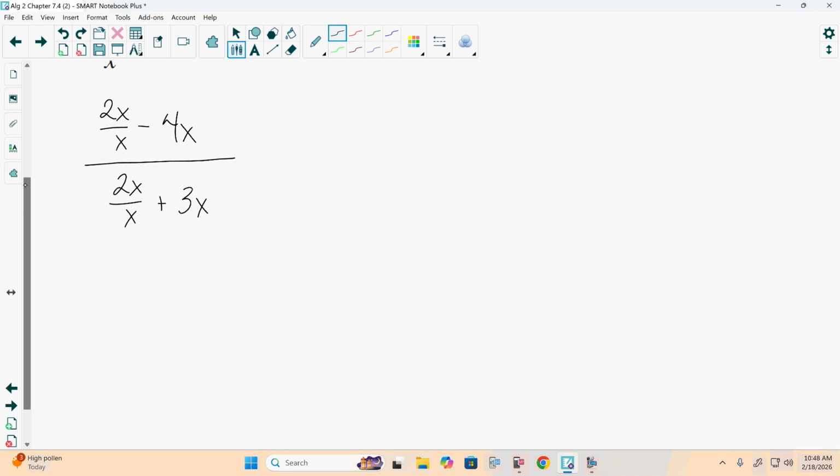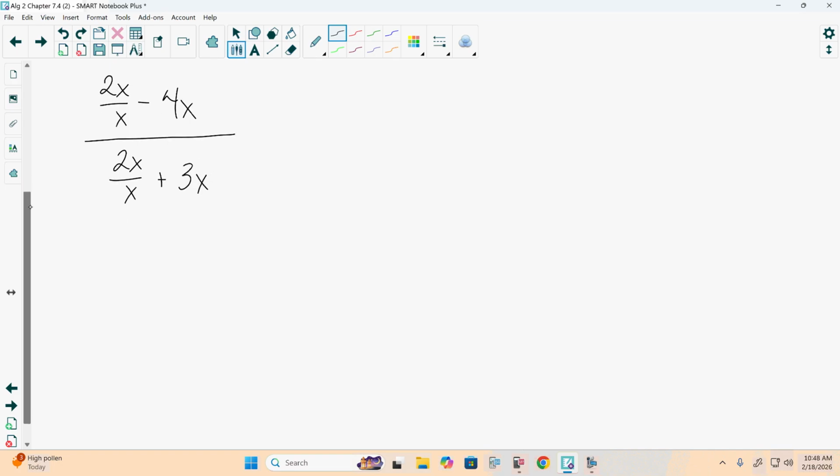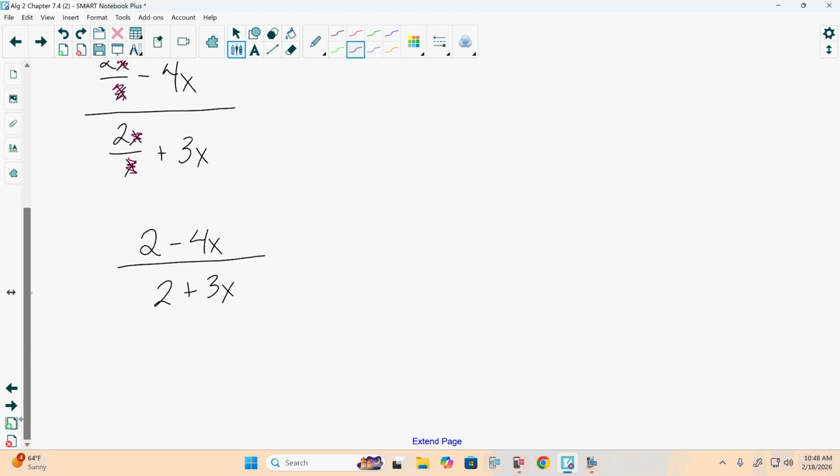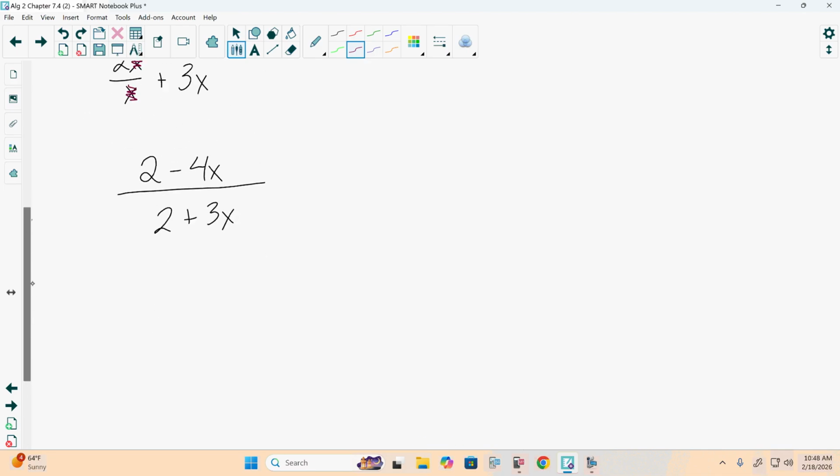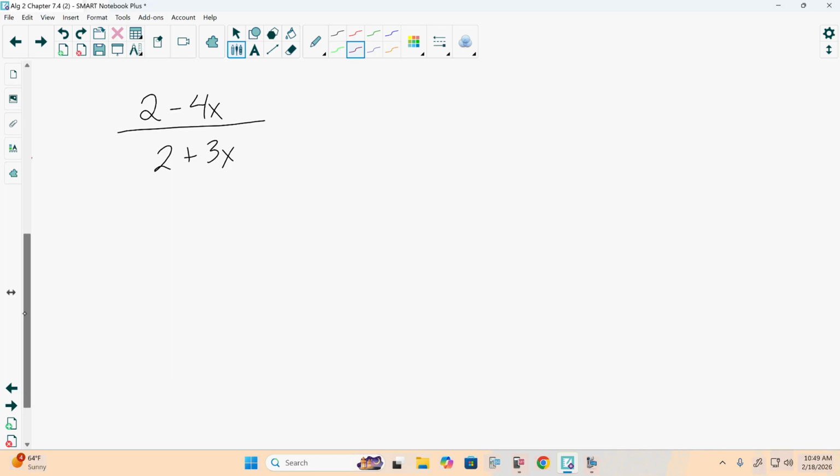Now, at this point here, we can simplify. Because 2x over x, since we have a product on top, the x and x will simplify, leaving us with 2 minus 4x. On bottom, the x and x will cancel, leaving us with 2 plus 3x. Questions on this so far?